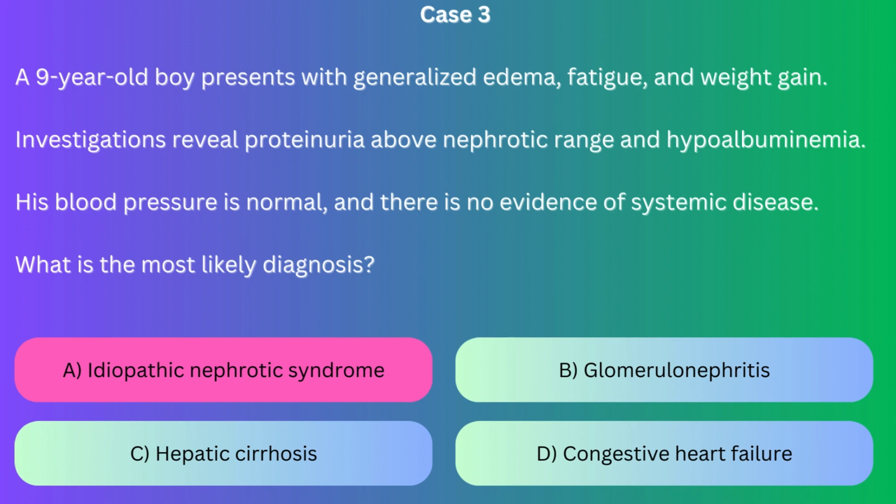Glomerulonephritis, choice B, usually presents with hematuria, hypertension, and renal impairment, which aren't mentioned in this case. Hepatic cirrhosis, choice C, can cause hypoalbuminemia and edema, but is usually associated with other signs of liver disease such as jaundice. Congestive heart failure, choice D, in children usually presents with respiratory symptoms and signs of fluid overload such as pulmonary edema. Case number 4.